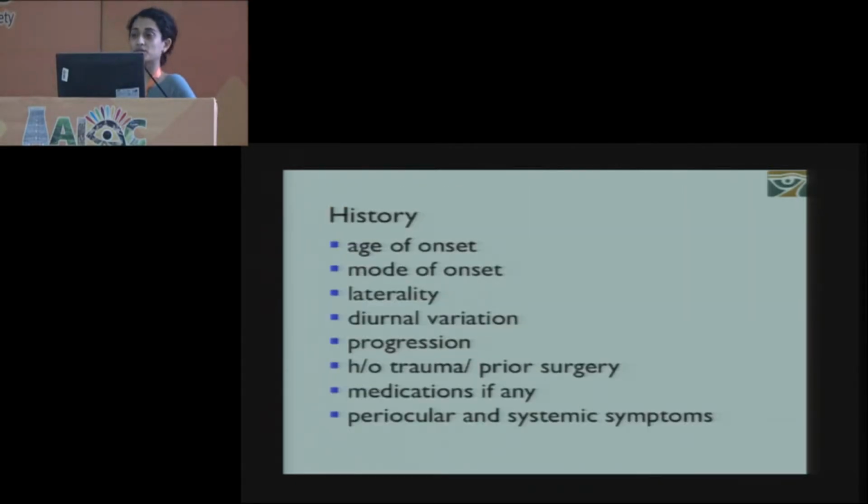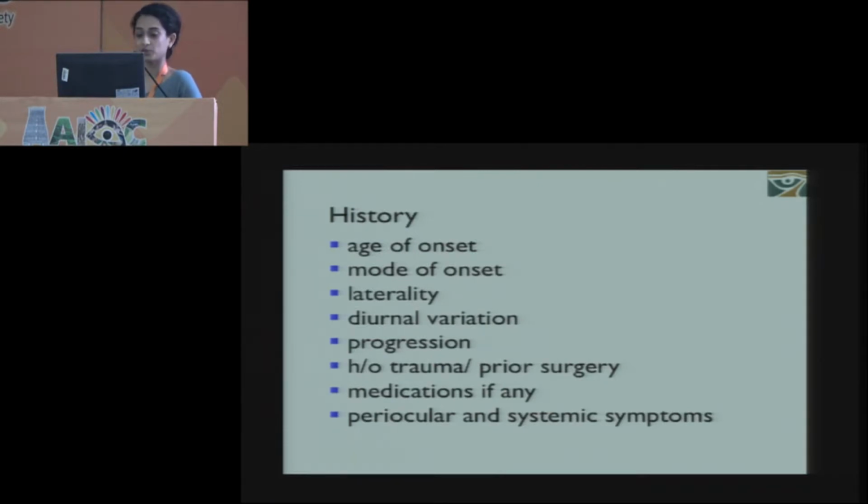So history, the age of onset, the mode of onset, laterality, diurnal variation is again very, very important, especially when a patient is suspected to have an aponeurotic ptosis in an elderly individual. You should always ask the history of diurnal variation. You don't want to miss it, because by giving a tablet you can treat these patients. You don't have to take a step ahead and do surgery in these patients.